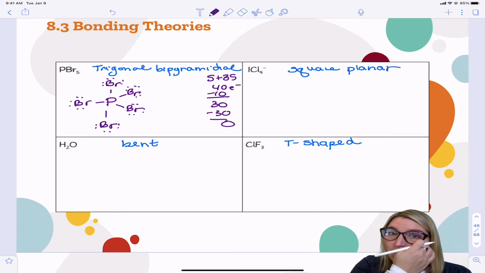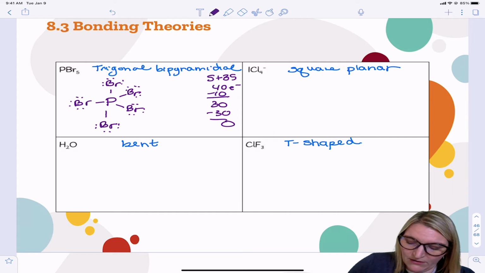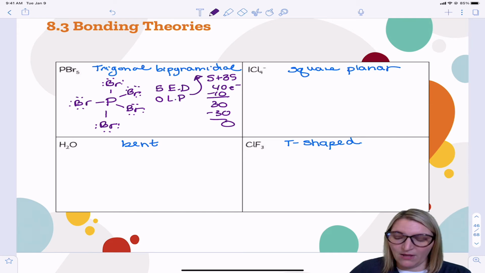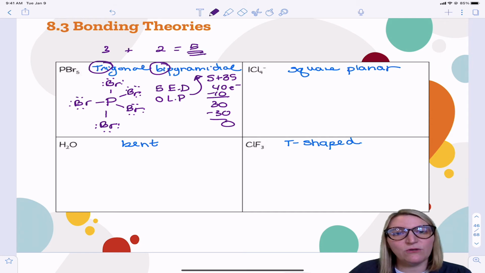So now I am done. How many electron domains around the central atom? It's only bonds, so 5 electron domains, 0 lone pairs. That's trigonal bipyramidal. Think of 5: tri, bi. 3 plus 2 equals 5. That's how you can remember trigonal bipyramidal is 5 electron domains.